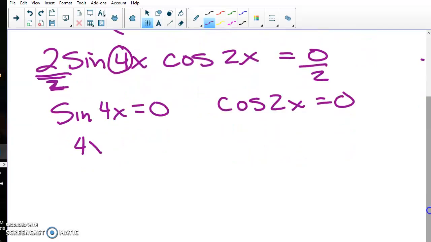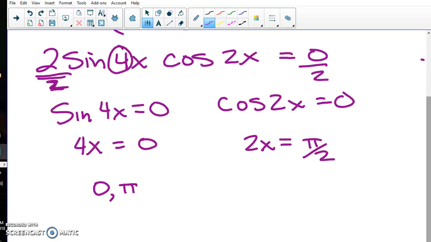So basically very similar to what we've already done. So 4x, where's the sine equal to 0? The sine's equal to 0 once again at 0 and pi, and all increments of those. And then we have the cosine equaling 0 at pi halves. So 2x equals 0 at pi halves and 3 pi halves.